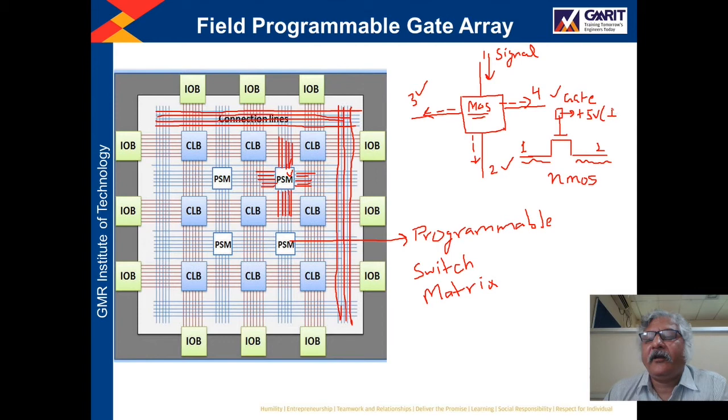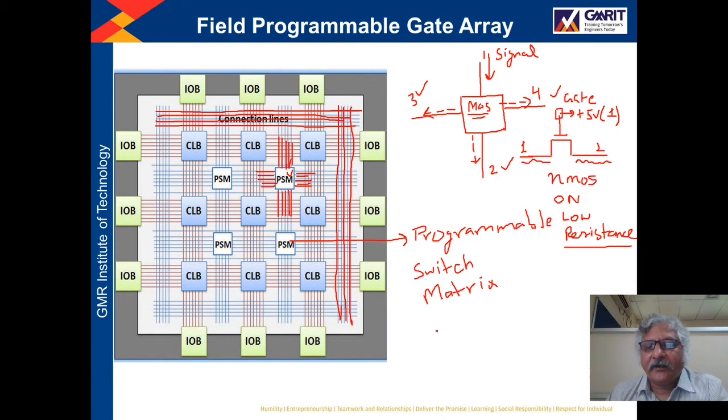If we apply this binary 1, plus 5 volt, to this NMOS, then your NMOS will become on, and once the NMOS is on, it offers very low resistance, right? So now if this NMOS is on, how does this whole circuit look?